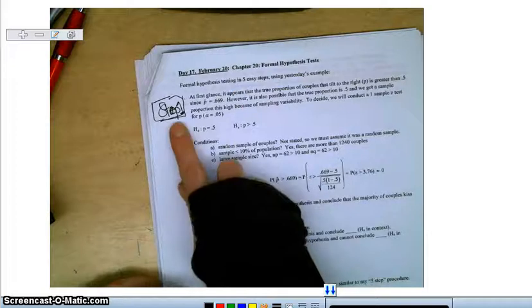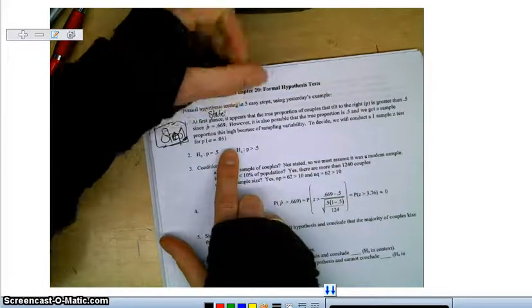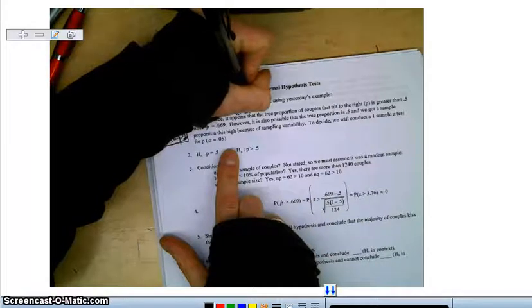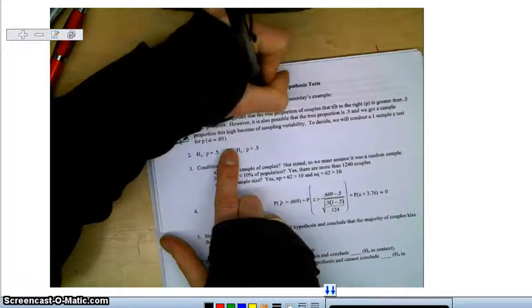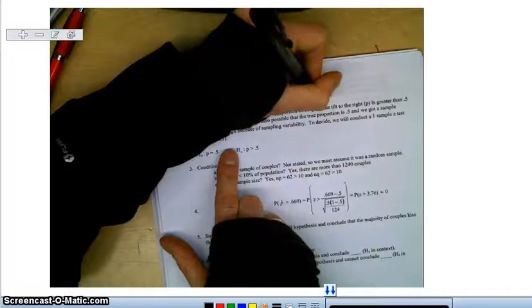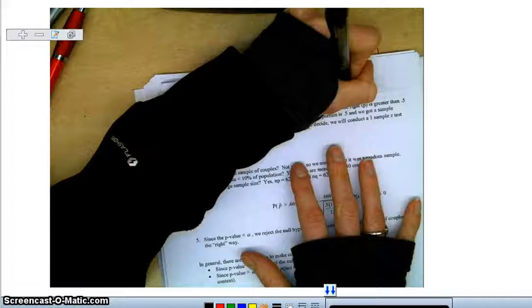So step 1, basically we have to state what we know, what we have found in our sample, and the type of test that we're going to use.